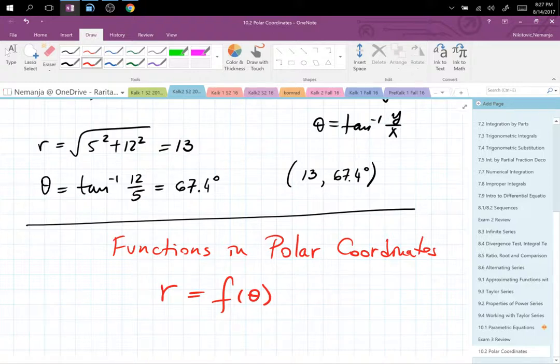And what was the second one again? Second equation, yeah: 0.5 cosine 10 theta. Now, push the graph button.